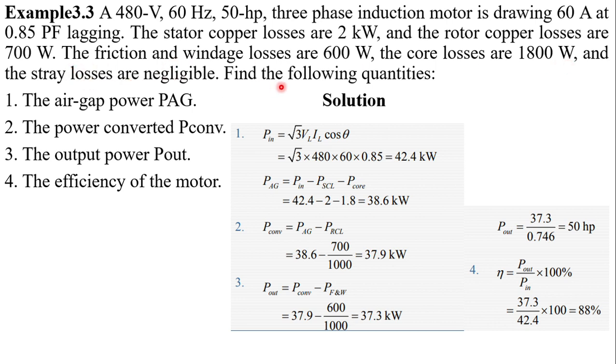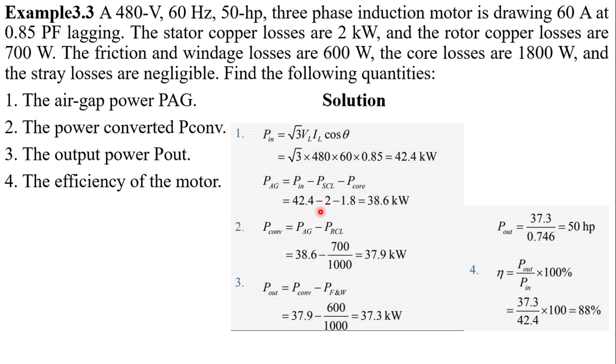Find the following quantities. First of all, before determining the air gap power, we can determine the input power, which is square root of 3 times line voltage times line current times the power factor. So simply we get 42.2 kilowatts, and the air gap power can be determined from input power minus stator copper loss. The stator copper loss is already given as 2 kilowatts. So by subtracting this, and adding the core loss of 1800 watts, we get this value.